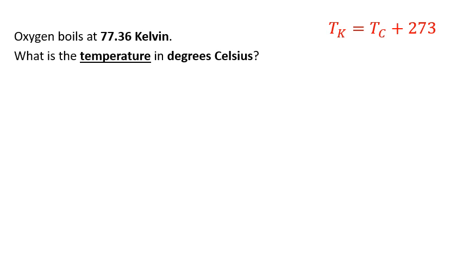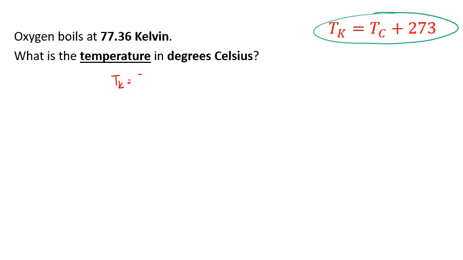In this problem, it says oxygen boils at 77.36 Kelvin. What is the temperature in degrees Celsius? So here we're starting out with Kelvin and it wants us to go to Celsius. So what we need to do is we're still going to use this formula, except we're going to rearrange it, so that Celsius is by itself.